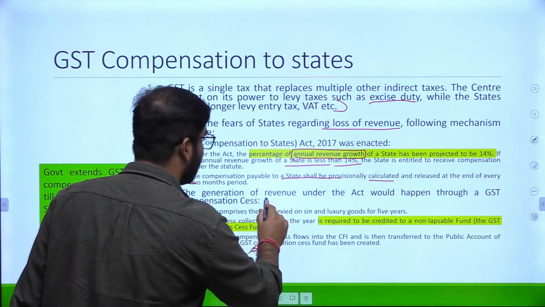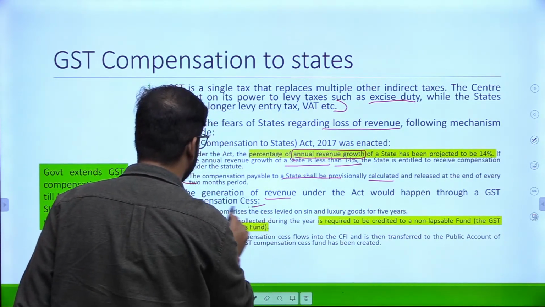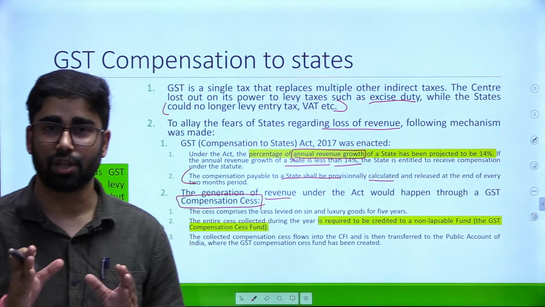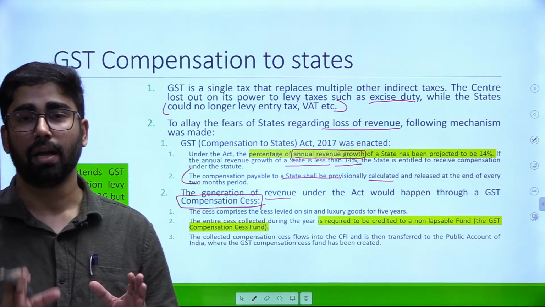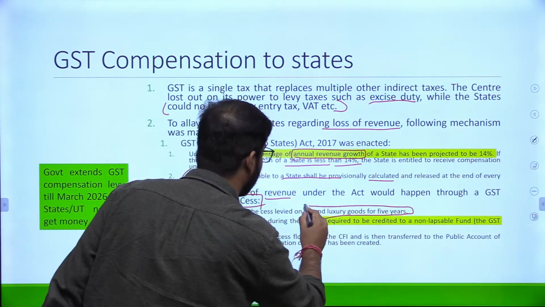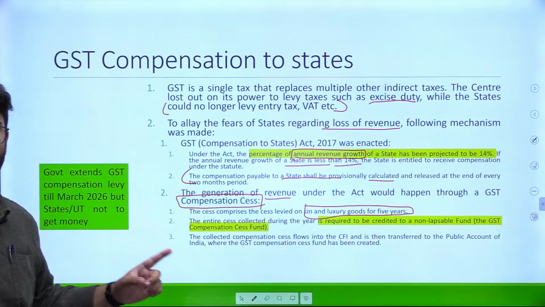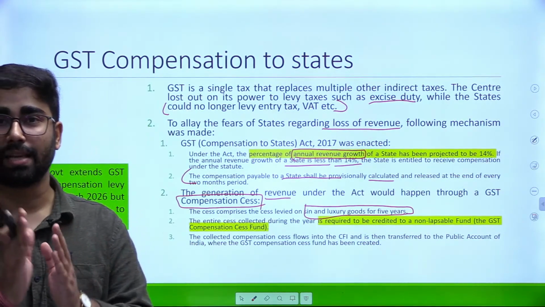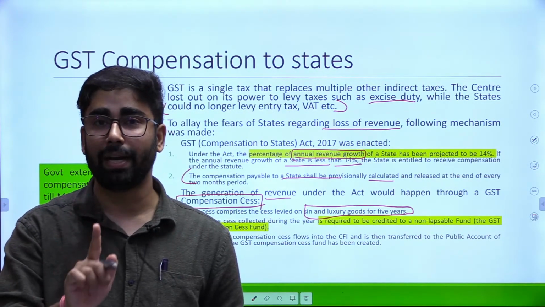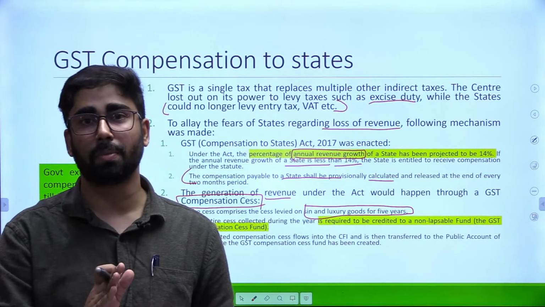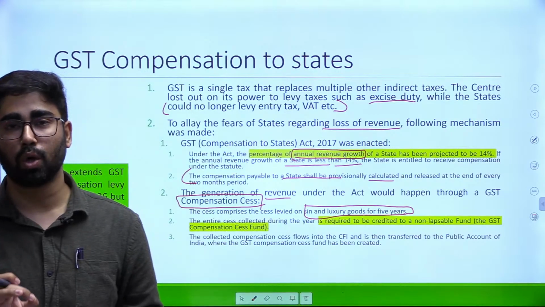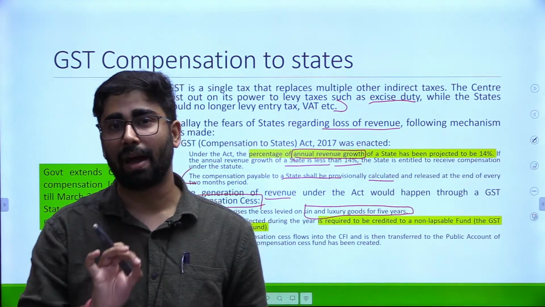Now, the generation of revenue under the Act would happen through a GST compensation cess and a GST compensation fund. This GST compensation cess is levied on sin and luxury goods for 5 years. Recently this has been increased to 2026. The center has increased the validity of the GST compensation cess to 2026, but the period of compensation to states has lapsed now because it is 2022. The promise was of 5 years from 2017, and 5 years have elapsed now.